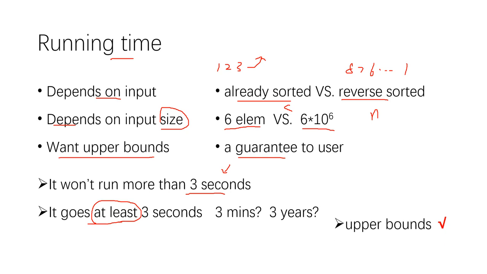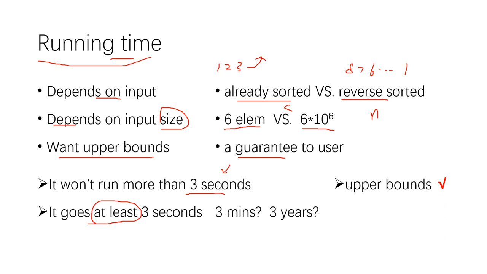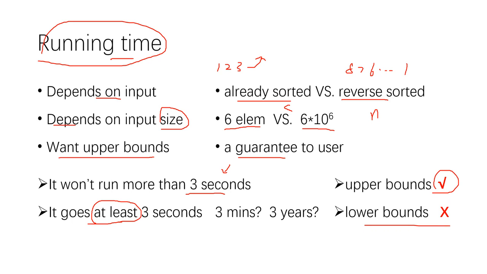So in the running time analysis of an algorithm, we want to know the upper bound. That's what we want, and we don't want the lower bound, because that's not a guarantee. So that's what you need to know before we really calculate or analyze. That's about the upper bounds and lower bounds, and what we want is the upper bound.